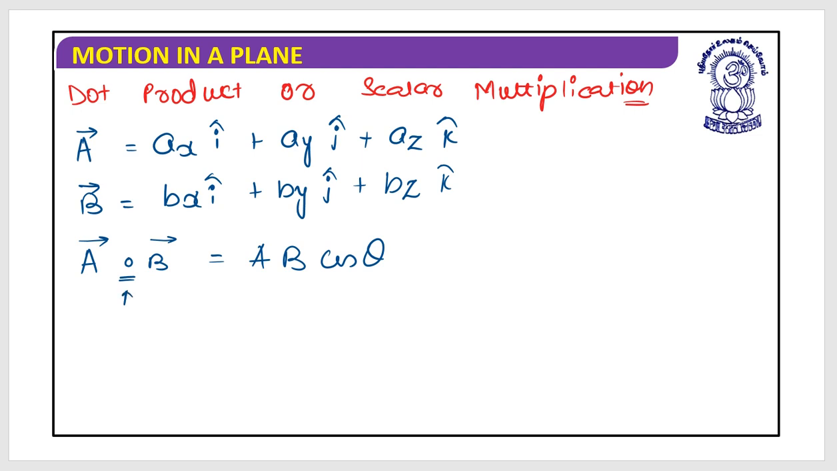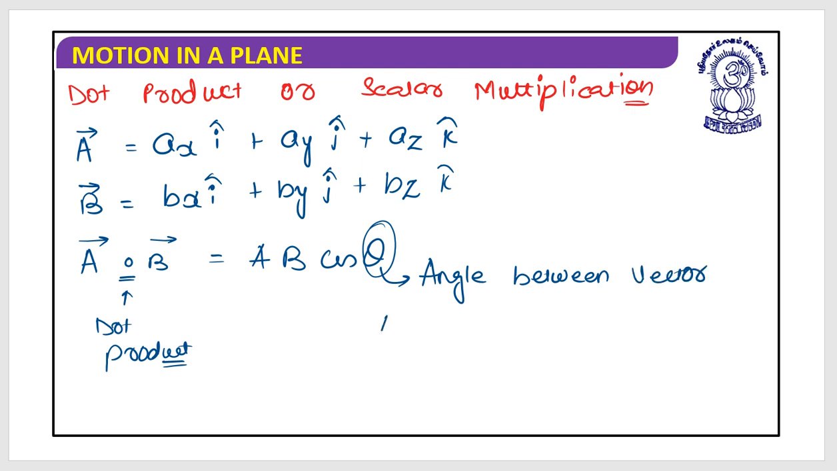This represents the dot product between vector A and vector B, while theta is the angle between vector A and vector B. So A dot B is equal to AB cos theta. I hope you understood this. Shall I move ahead? Yes, let's begin then.